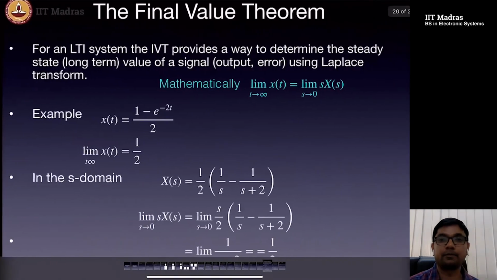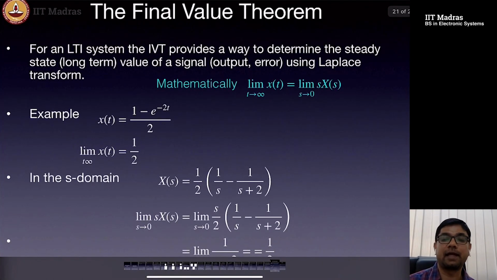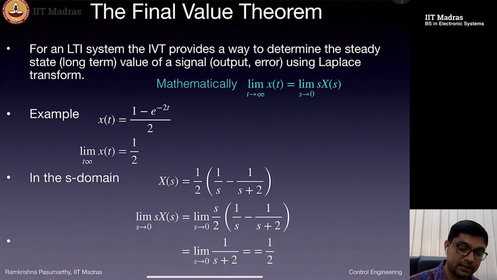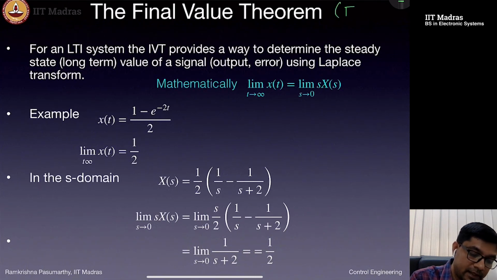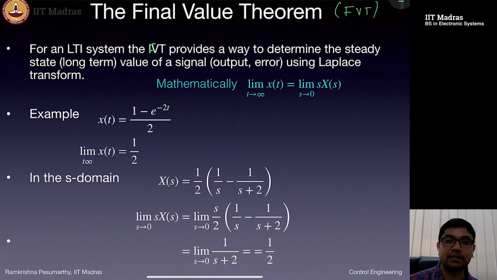Okay, but I said I'm interested in the final value. What really happens to a signal as t goes to infinity? For an LTI system, the final value theorem, it should be FVT, provides a way to determine the steady state or the long-term value of an output. This could be not just an output, but also the error. We had seen how in some of those examples, error was 0.1 because the steady state was going to 0.9 instead of going to 1.